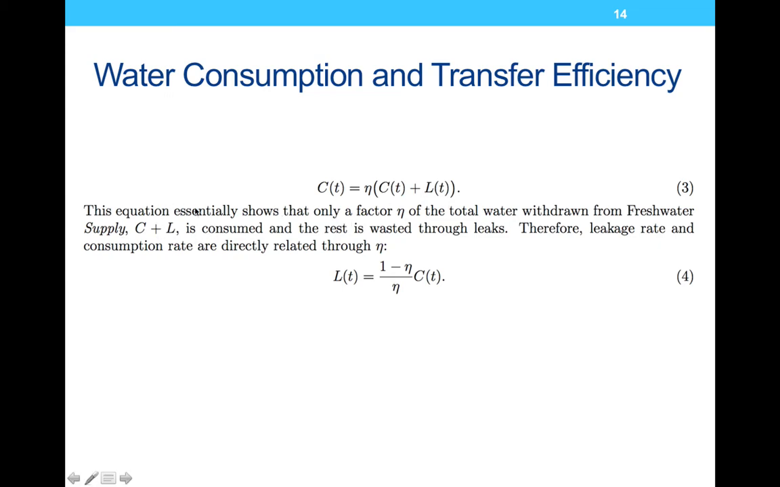The nice thing about this simple formulation is that you can link leakage to consumption by using the efficiency. If you have an estimate of the efficiency of transfer, you can immediately get an estimate of how much water is being leaked. And vice versa: if you know how much water is being leaked, you can get the efficiency. So it works both ways.